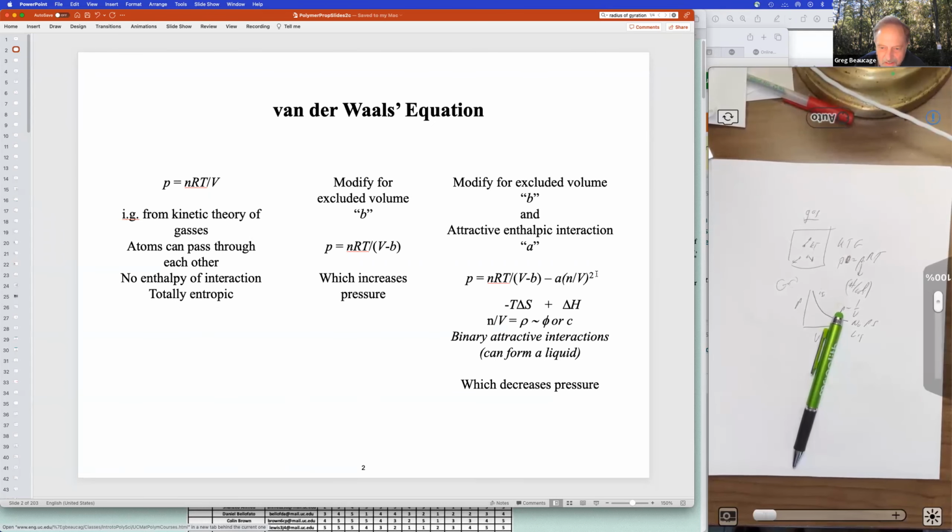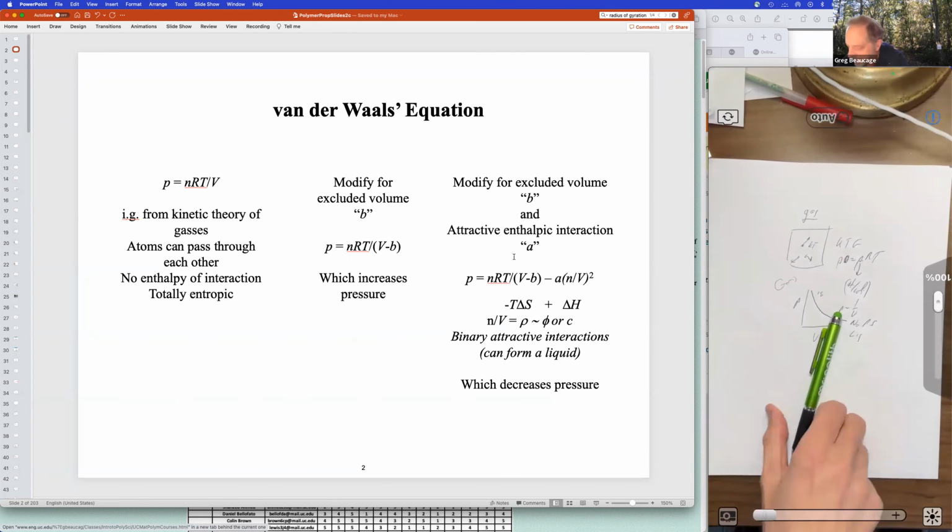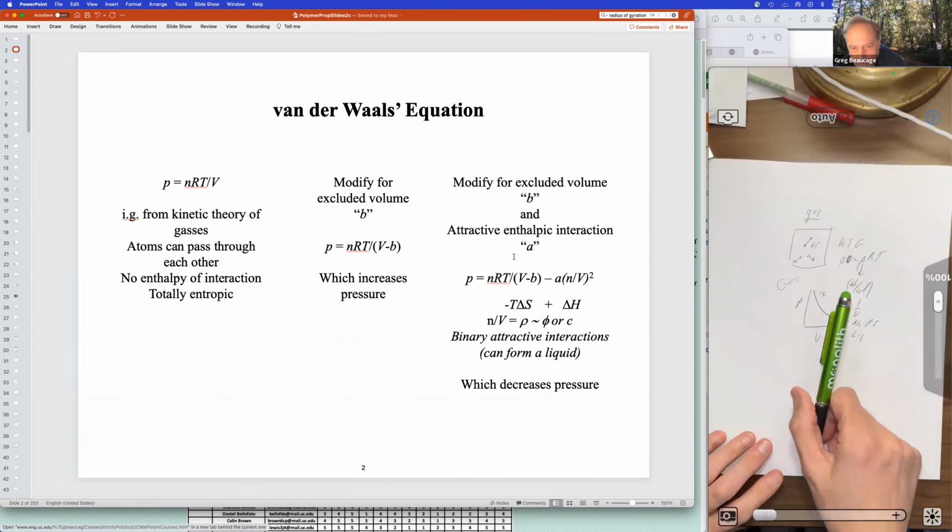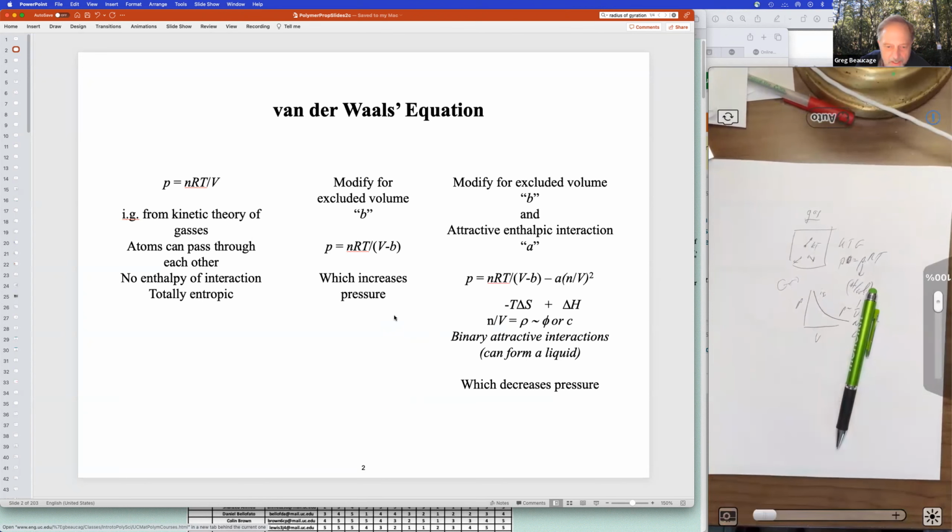So you have the density squared, number per volume squared, because the probability of finding one is the density, and the probability of finding two is the density squared. That times the potential for a binary interaction reduces the pressure. So that's the van der Waals equation, an expression for pressure and volume.